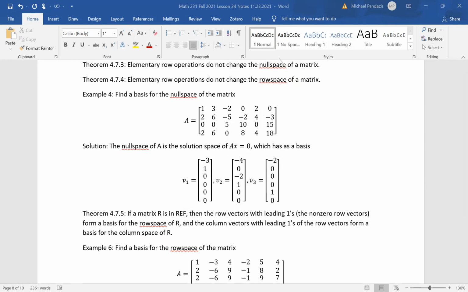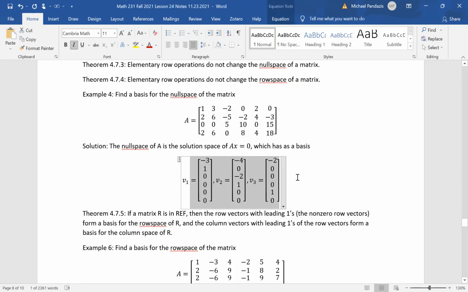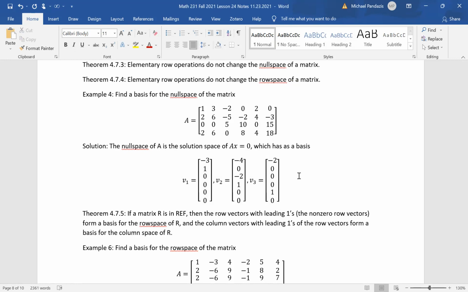So we've found solution spaces to linear systems AX equals 0. Given this matrix A, you have a corresponding linear system represented by AX equals 0. You can find its solution space using parametric equations. And so you find that these three vectors span your solution space and they're linearly independent, so they form a basis.